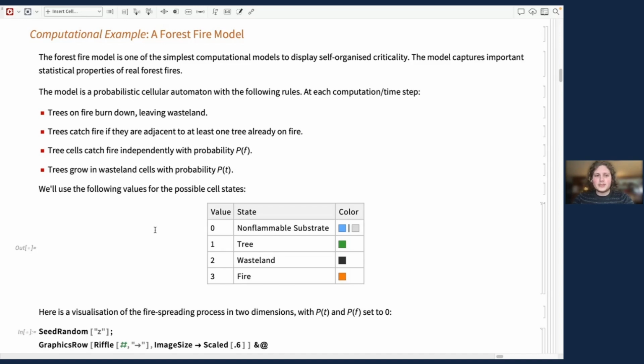And how it works is you have this grid in which things can either be non-flammable, or flammable stuff like trees, or stuff that's already been burnt. That's non-flammable as a result of having been burnt, but maybe something can grow in it. So trees may grow in what we'll call wasteland. And then things that are currently burning, which we're just going to call fire in this case. And this is how we're coloring them for this particular demonstration.